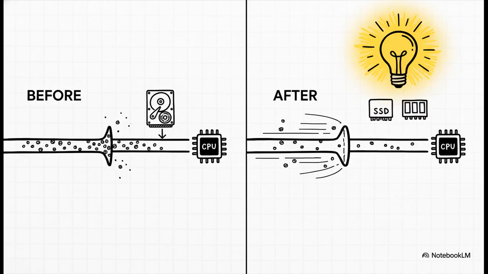And that is the aha moment. This is exactly why adding more RAM or swapping out an old clunky hard drive for a modern SSD can feel like you just got a brand new computer. You're not actually making the CPU any faster. You're just reducing the amount of time it spends sitting around waiting for data. You're unblocking that data pipeline and letting that brilliant professor finally work at full speed.